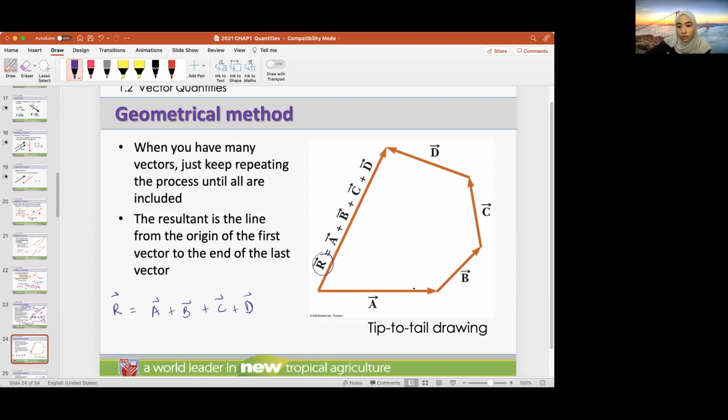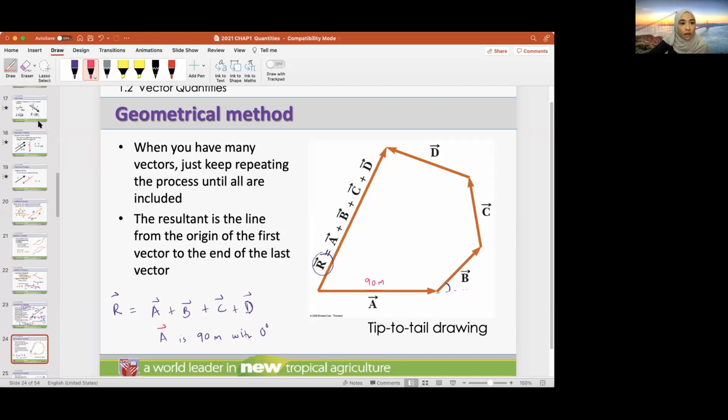So they can give you A vector is, let's say, 90 meter with 0 degrees angle. Okay, and then B, and then they define all the vectors. So just use that method to tip to tail. So let's go through it. I first draw my A vector using the statement that they've given me. A is 90 meter with 0 degrees. So 90 meter, I convert this to a scale that I'm comfortable to draw on my paper. Let's say 10 meter is 1 centimeter.